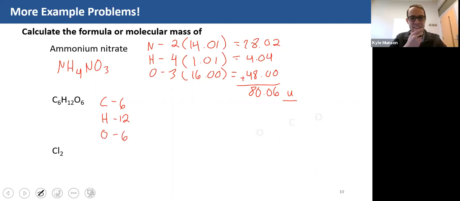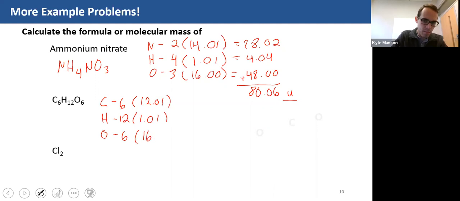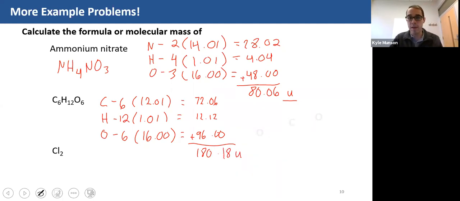Okay. So here we go. This one's easy. We are given the formula. So we write down each element. Okay, then we get its atomic mass off of the periodic table. Okay, when we do that, this is what I get. 180.18 U. Okay, so that's the formula mass of this compound.